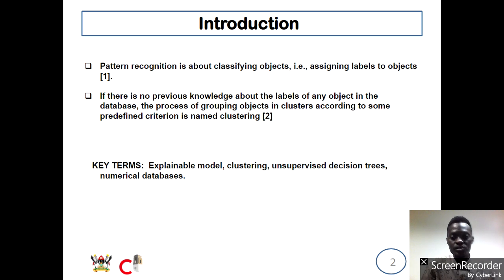Then unsupervised decision trees. This is about a combination of an unsupervised clustering algorithm, whereby it creates a first guess of what's good and what is not good, and then on that, the decision tree can go ahead and split the data accordingly.